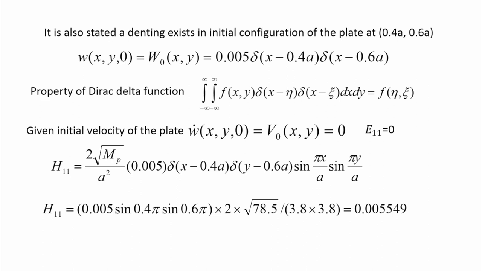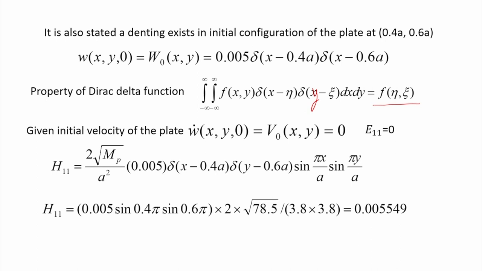It is also stated that a denting exists in the initial configuration of the plate at 0.4a, 0.6a. So W at xy 0 equals W naught xy equals 0.005 delta x minus 0.4a into delta y minus 0.6a. The property of the Dirac delta function is now very well known. If a function of two variables is multiplied by Dirac delta x minus eta into Dirac delta y minus xi, and integrated over the domain of the plate, or any integration where the domain extends from minus infinity to plus infinity, then theoretically that is nothing but f of eta, xi. So this is the simple integral that we require.